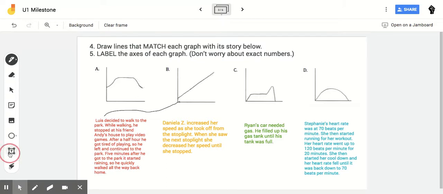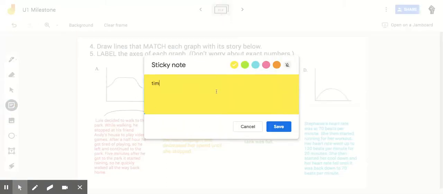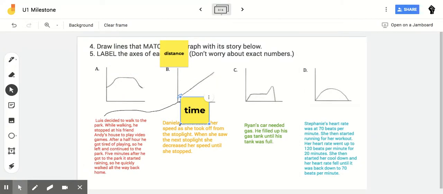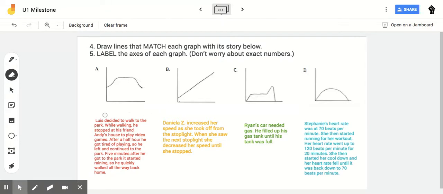So that means that if I think these 2 match, I need to write in using a sticky note, what do I think is being measured on each axis of this graph? So I think, I'm not entirely sure because I haven't read the whole story, but let's say I think this one's going to be distance time. So I would stick 2 sticky notes right on the edges, showing what they measure. Okay. That is the last large section of the milestone.